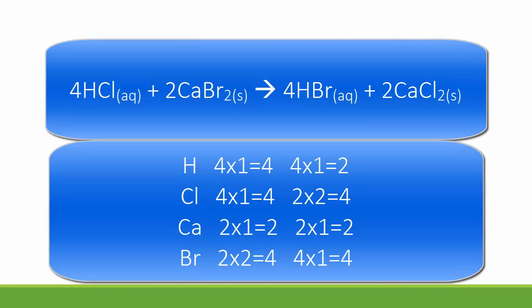Well, I might change the calcium to a 2, but if I change the calcium to a 2 and balance the calcium, because now I have 2 sets of 1, 2 and 2 match, but I've just messed up the bromine, and the bromine has 2 sets now of 2. 2 sets of 2, guess what? 2 sets of 2 is 4. And 4 times 1 is 4, and now my bromines match, and I've just balanced the equation.